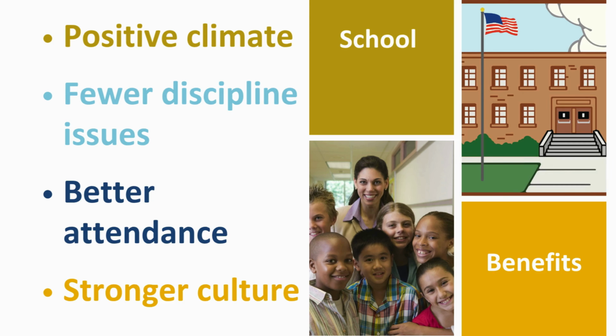So what are the school benefits? School benefits, you create a more positive climate. Again, fewer discipline issues, you have better attendance, and a stronger overall culture. Stronger individuals make for a stronger culture. Okay, the weaker your individuals are, the weaker your school culture is, right? So when you're fostering and explicitly teaching self-awareness as part of social emotional learning, you're creating stronger individuals, ultimately creating a stronger school culture.